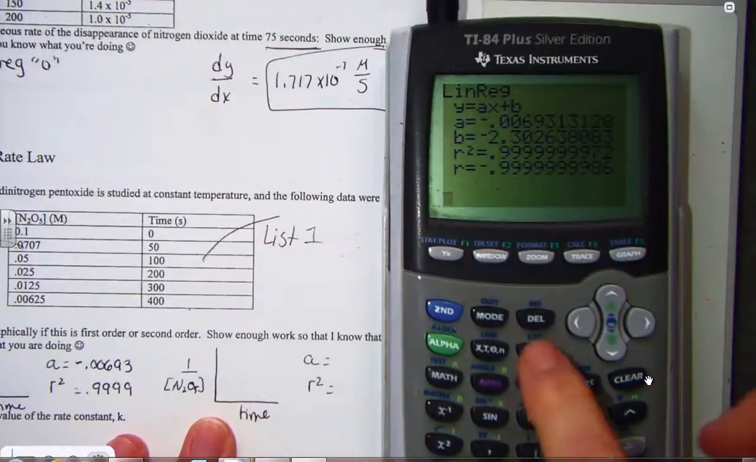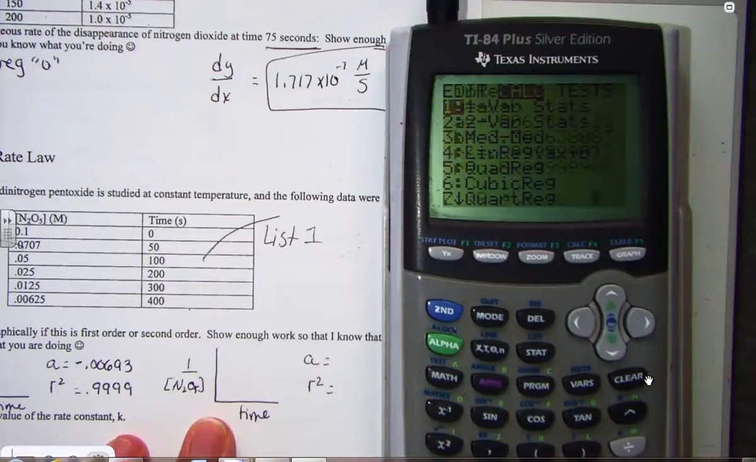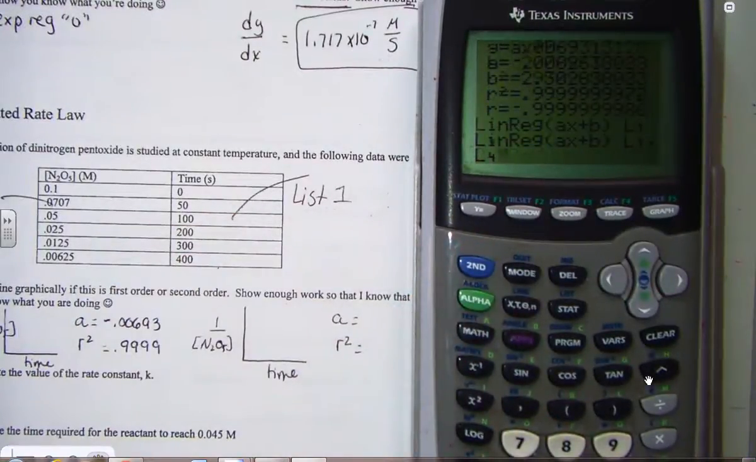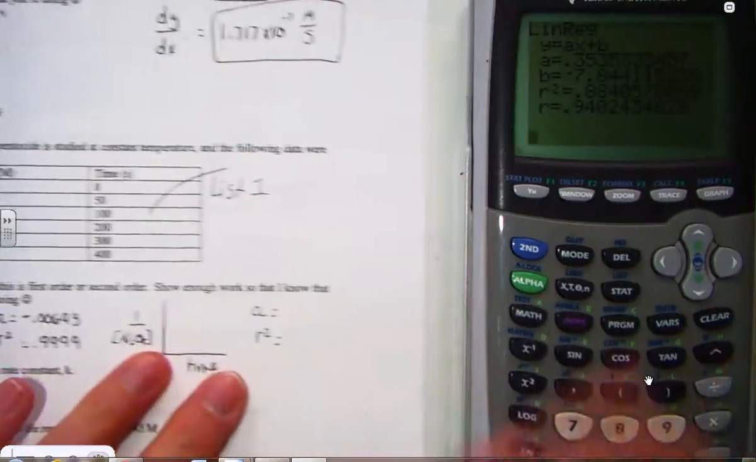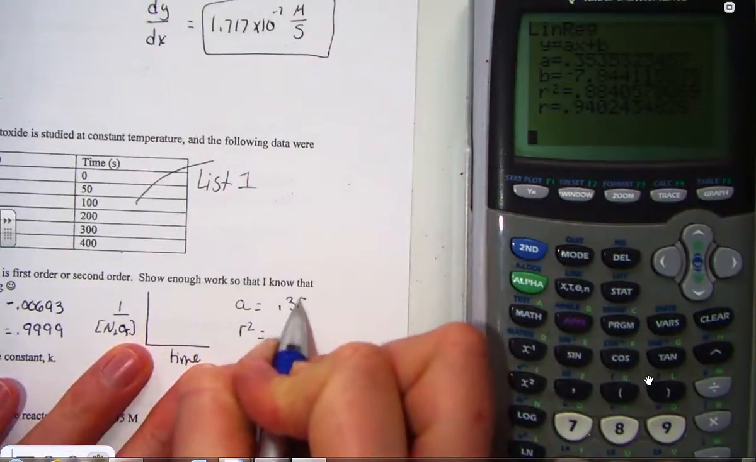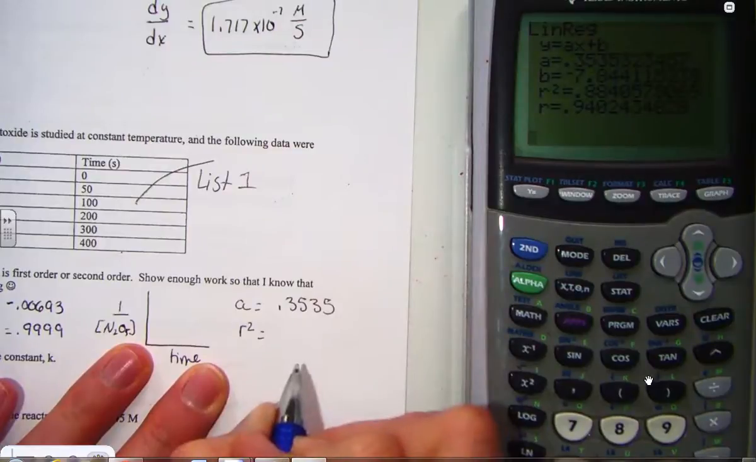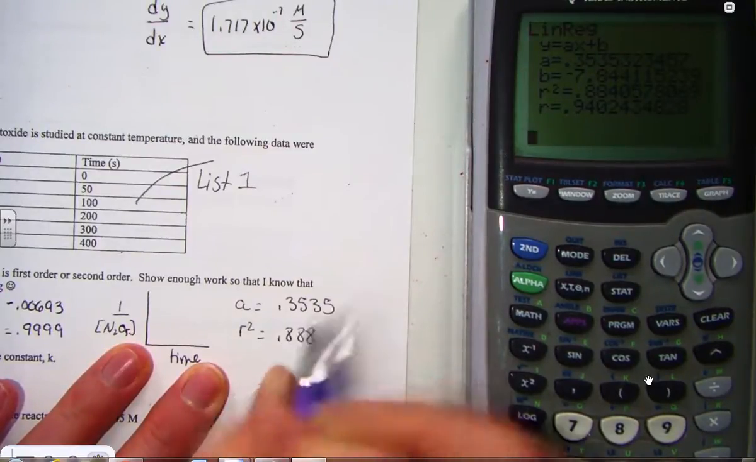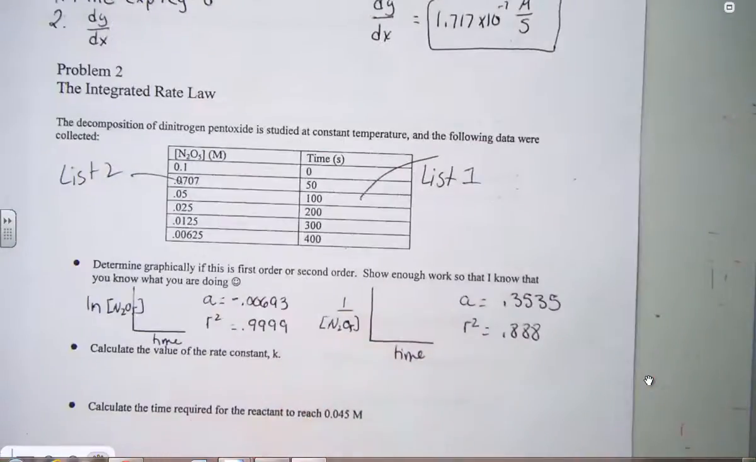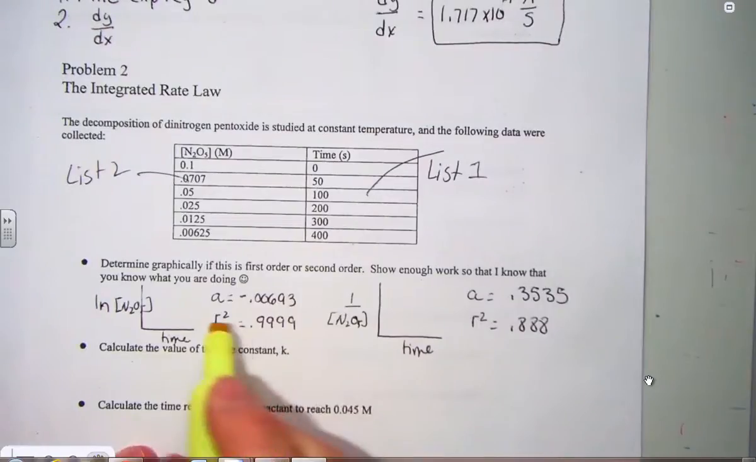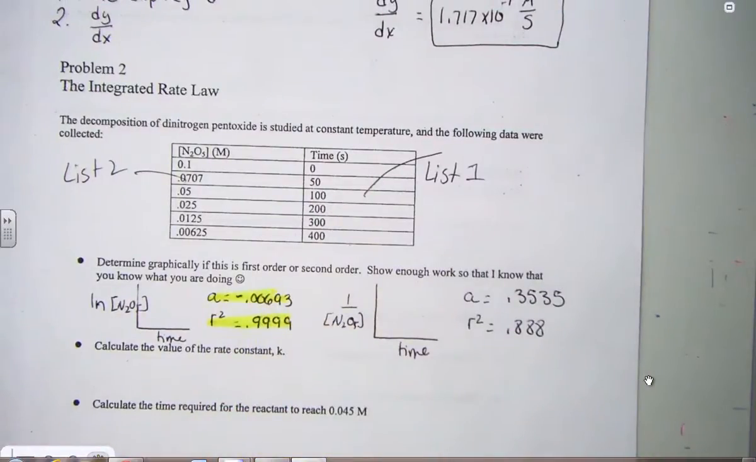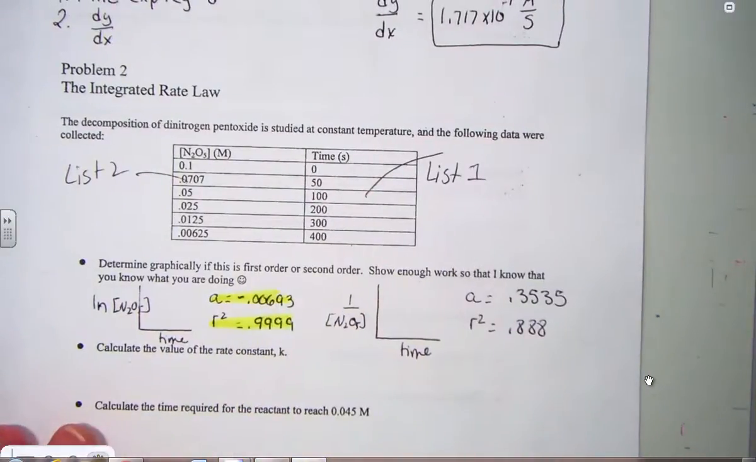Let's run exponential regression for list 1, comma list 4 and see what we get. Slope of the line, 0.3535. R squared, 0.888. Clearly, the best straight line, correlation coefficient closest to 1, is a first order. Remember that first orders have negative slopes.